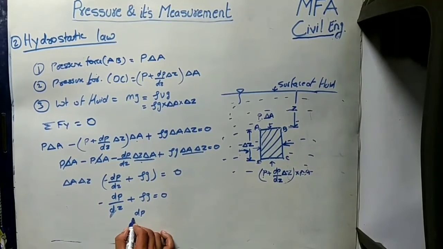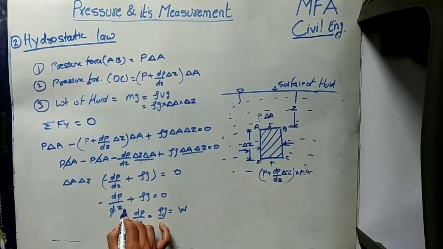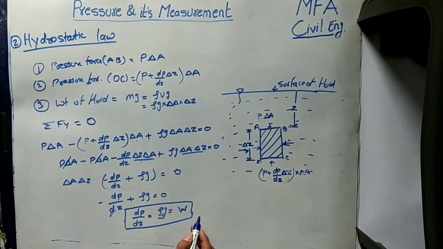Now dP upon dz is equal to rho into g, but rho into g is the specific weight. Now this is the proof of the hydrostatic law: the rate of change of pressure in a vertically downward direction is equal to the specific weight of the fluid.